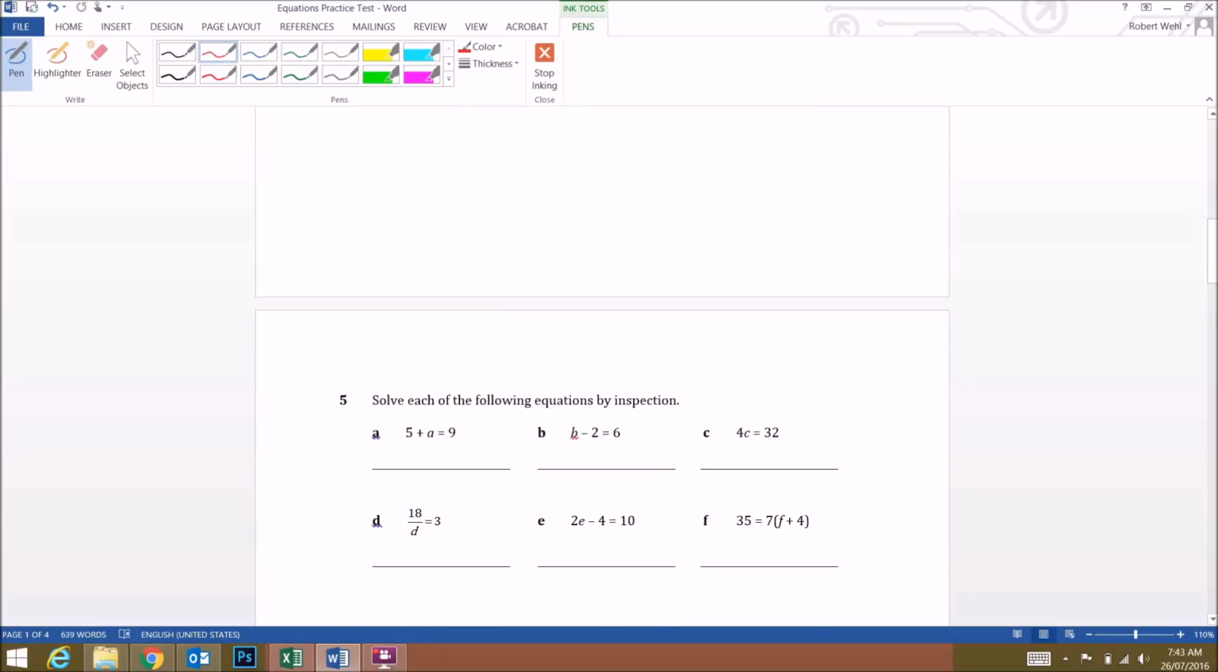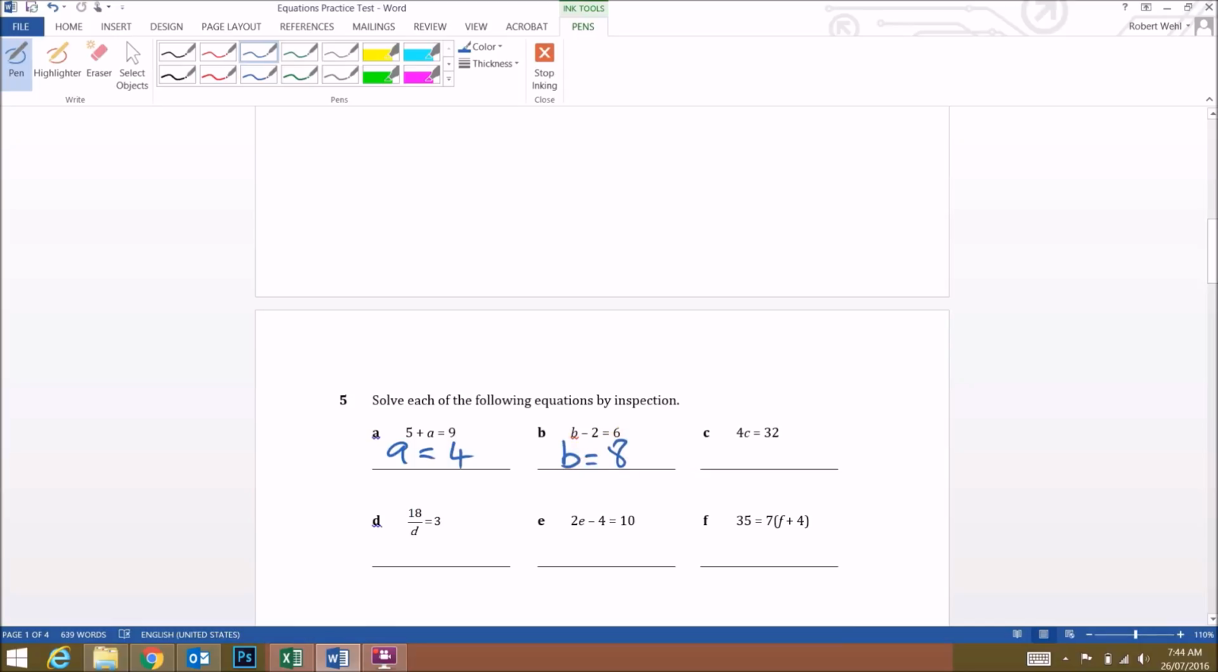Okay, question 5. Solve each of the following equations by inspection. So inspection means we just look at it. We don't solve it algebraically. So 5 plus something equals 9. That means that A equals 4. B minus 2 equals 6. So something minus 2 equals 6. Is it B equals 8?